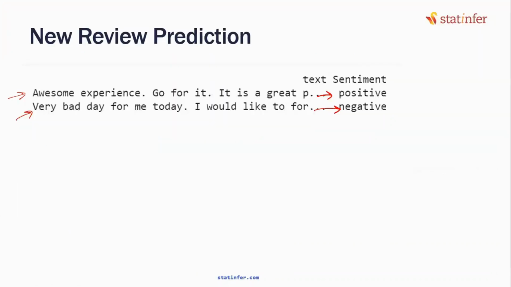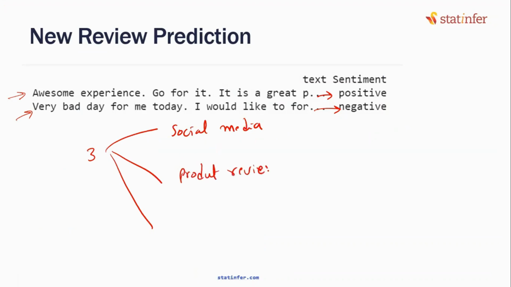There are usually 3 types of data sets that you tend to see. One is social media data, Twitter data, Twitter sentiment, Facebook comments or something. The other data set is product review data. What is the other data set? Services review data.